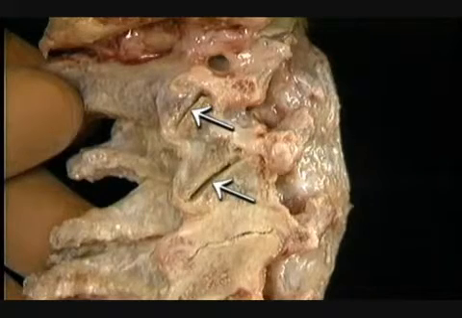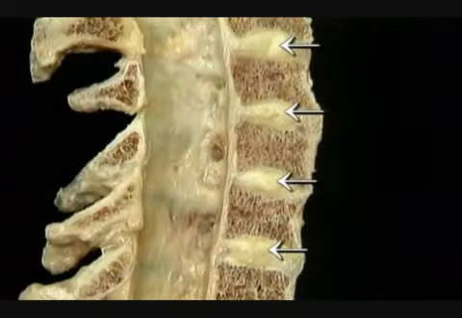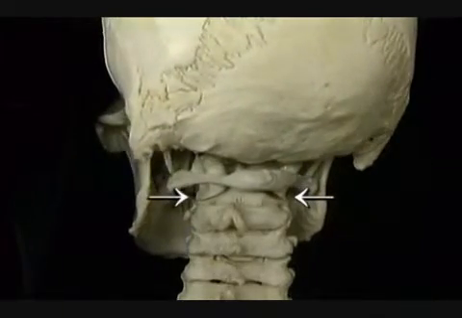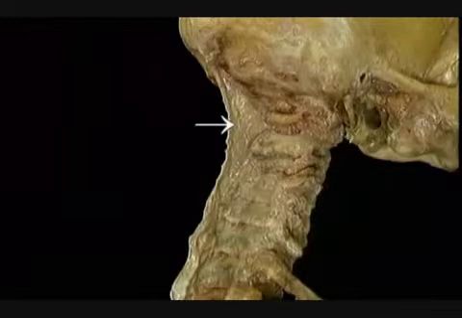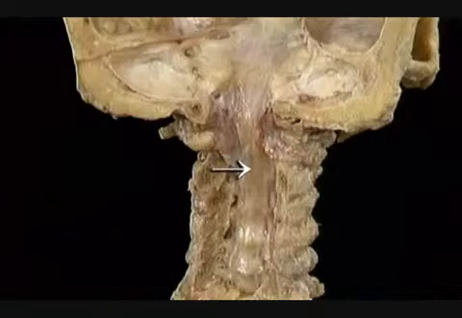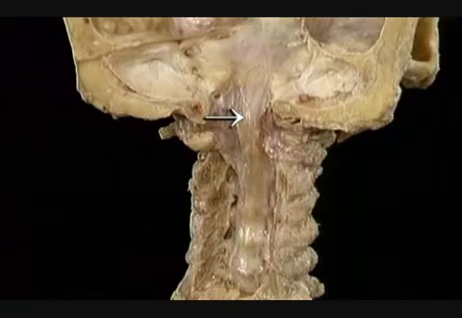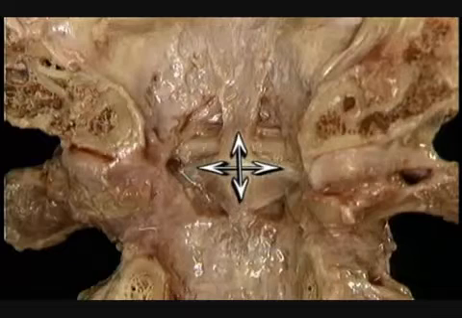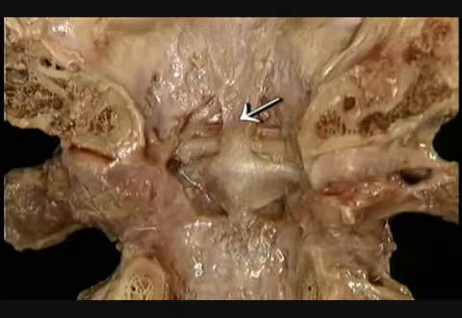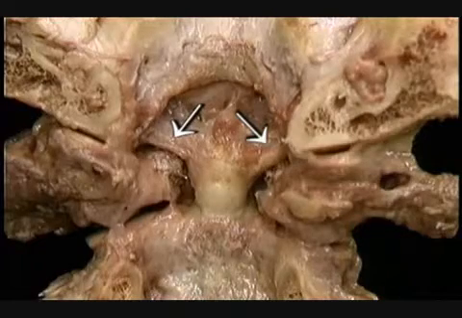Here are the intervertebral joints and the intervertebral discs. Here are the atlanto-occipital and atlanto-axial joints. Here's the nuchal ligament, the anterior longitudinal ligament, the posterior longitudinal ligament, and the tectorial membrane. Here's the cruciform ligament, consisting of the transverse ligament of the atlas, the superior band, and the inferior band. And here are the two alar ligaments.